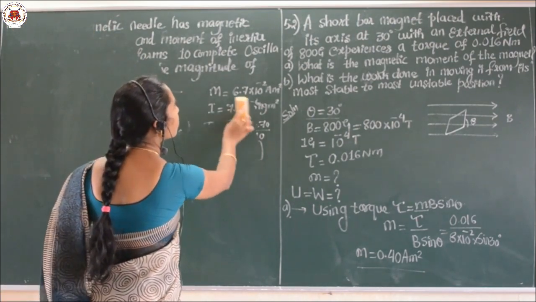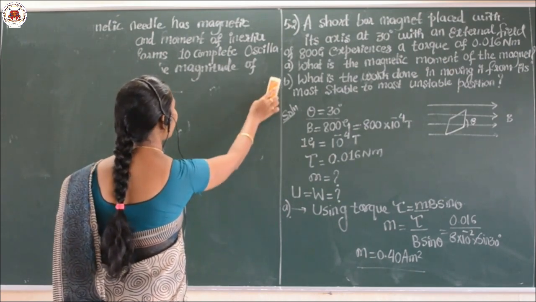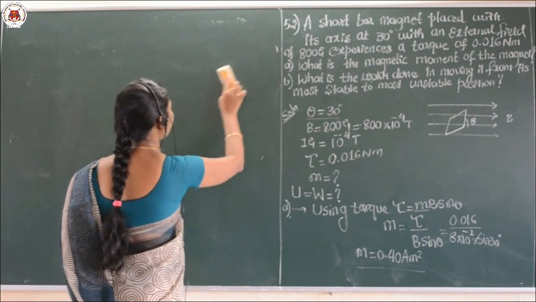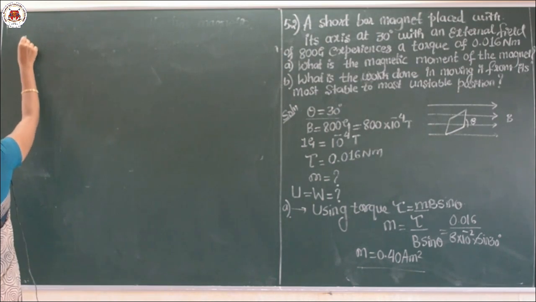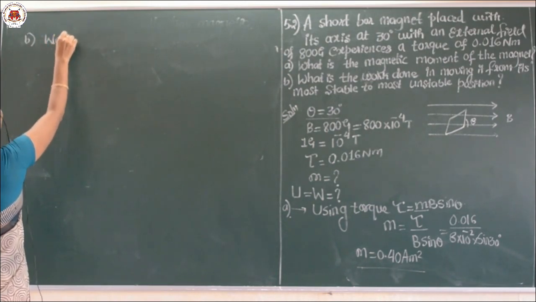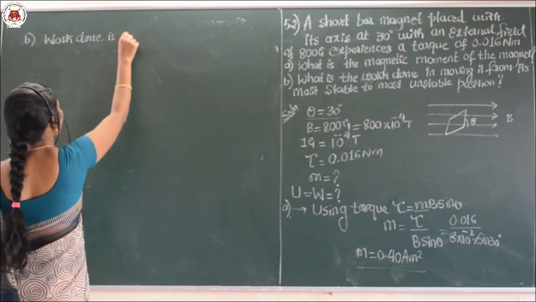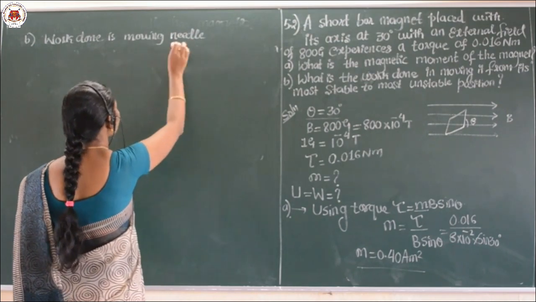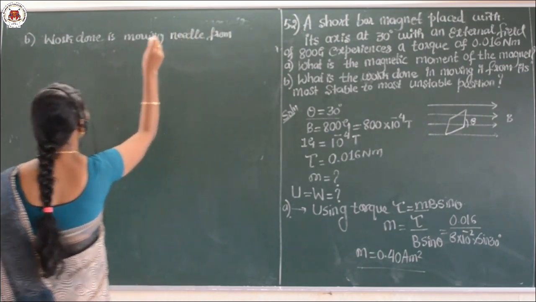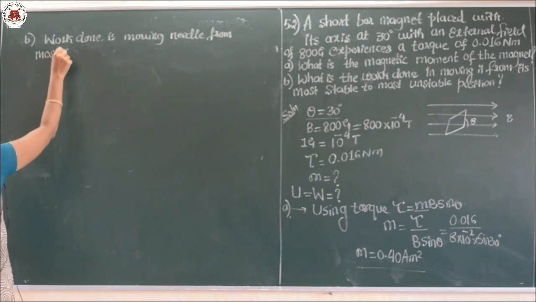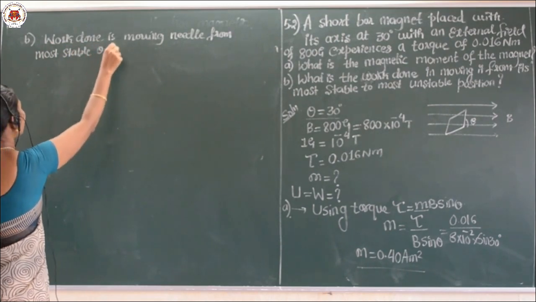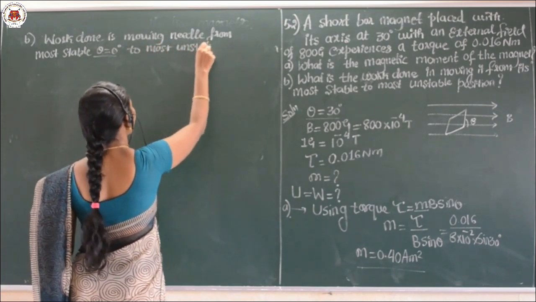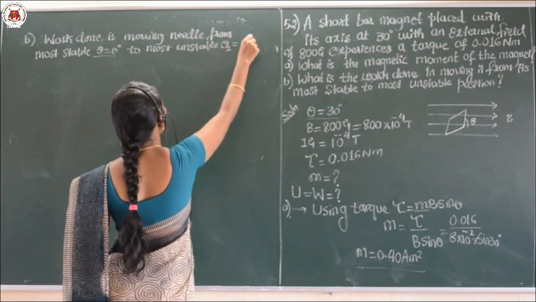Then moving to the second one, B question, the magnetic needle is moved from where to where? From the most stable to the unstable. So, in the work done or the potential energy formula, yes, in the B, work done in moving needle or magnet, both you can use, needle from most stable, that is theta 1 is equal to 0, to most unstable, that is theta 2 is equal to 180.